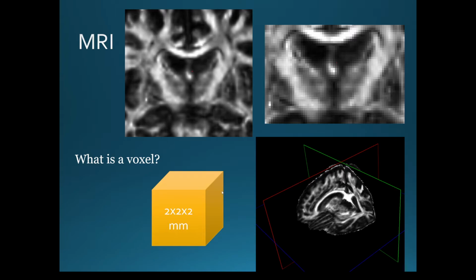Again, we can look at that. So that's a voxel, that's the term. And so here we're showing a typical voxel size for a research scan, the dimensions for diffusion MRI. It's 2 by 2 by 2 millimeters. So each side is 2 millimeters, which gives us a volume of 8 cubic millimeters.